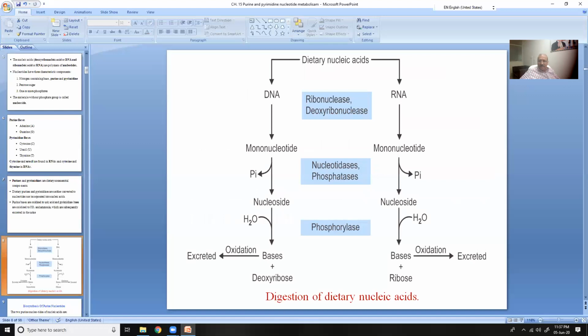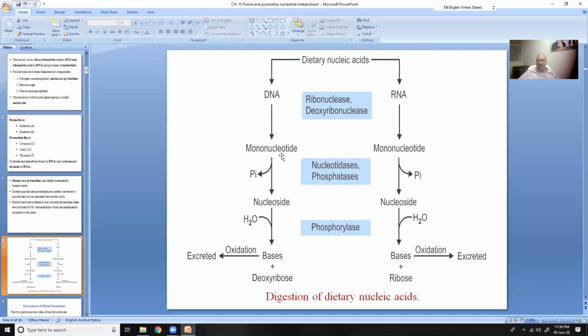Now, the digestion of dietary nucleic acid. What are we getting from dietary nucleic acids? They are DNA and RNA in the diet. Then they give us mononucleotides, DNA nucleotides and RNA nucleotides. Then we remove phosphate and we get a nucleoside. Here also we get nucleosides. This action is by ribonuclease and deoxyribonuclease. Ribonuclease works on RNA, deoxyribonuclease works on DNA.